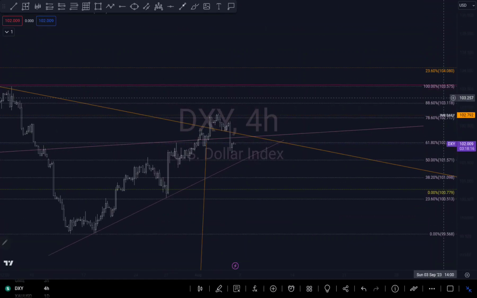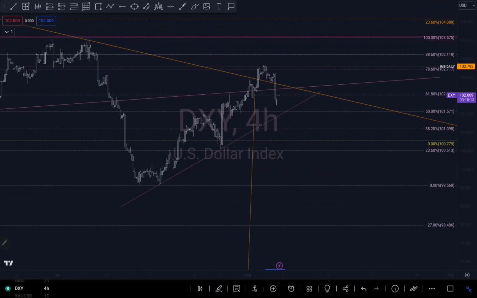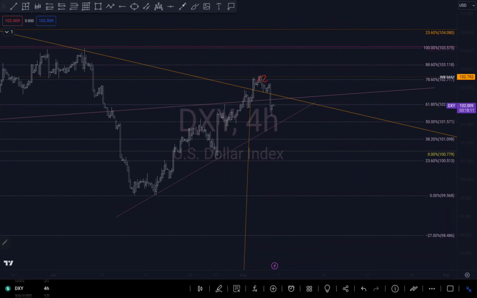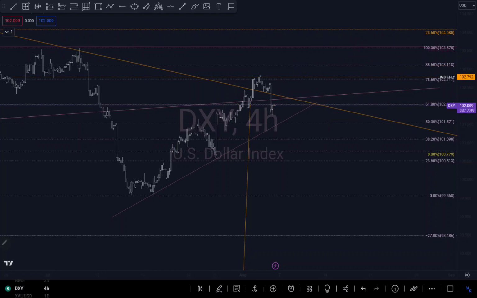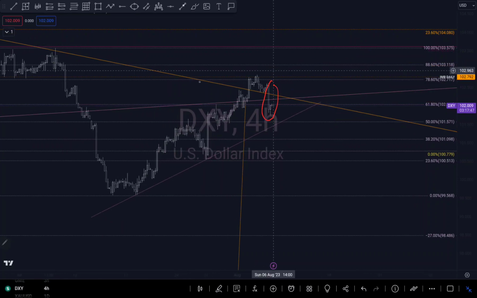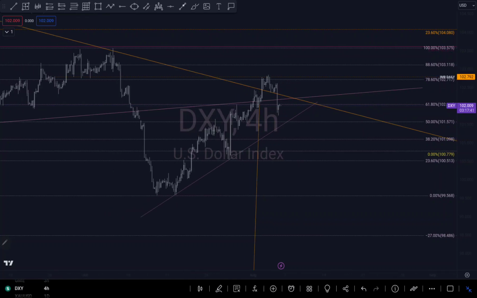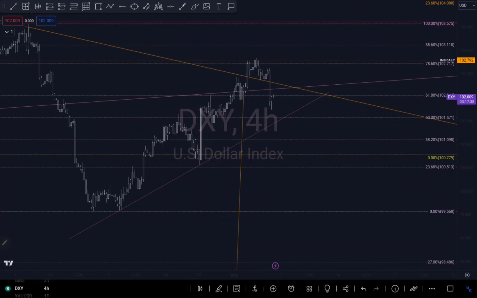So if I go to a smaller time frame, we can see that it's now giving us more of a reversal pattern here, and the pattern is around a fib reversal level, which is the 78.6% fib level. So now what am I expecting? Now we can see this engulfing candle here broke this trend line that was coming from here, so there's a possibility that it might just continue to push to the downside.